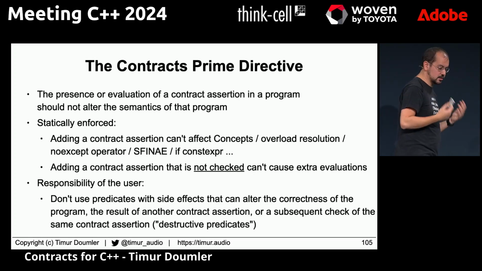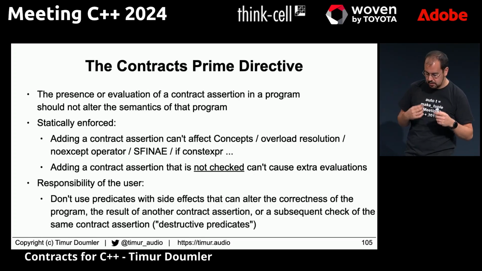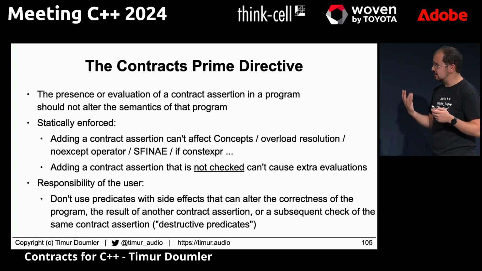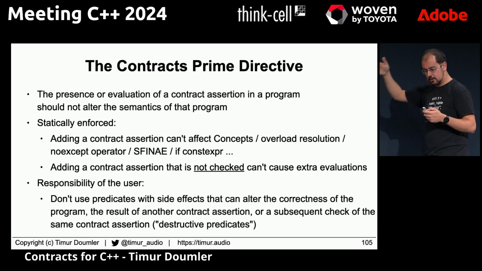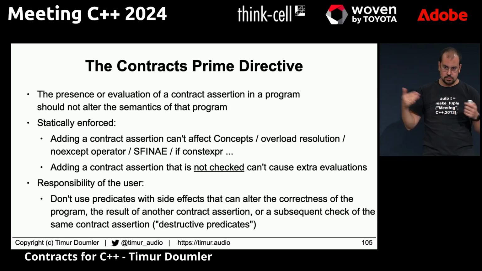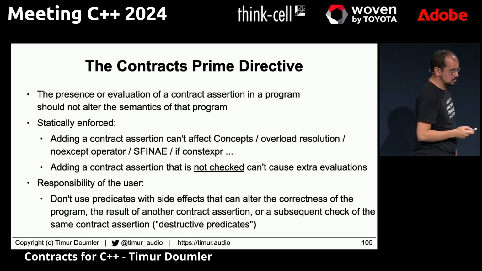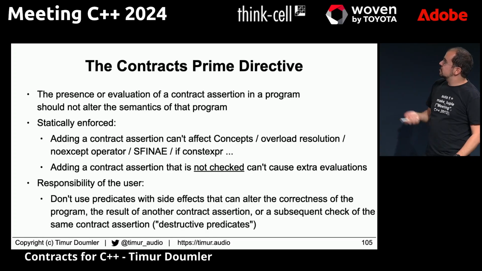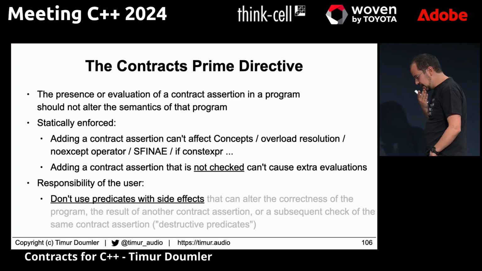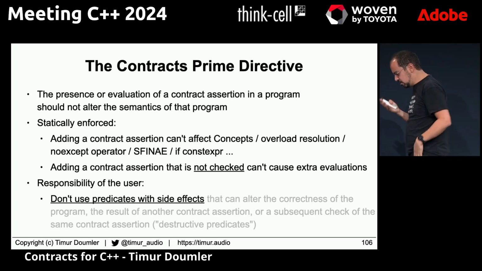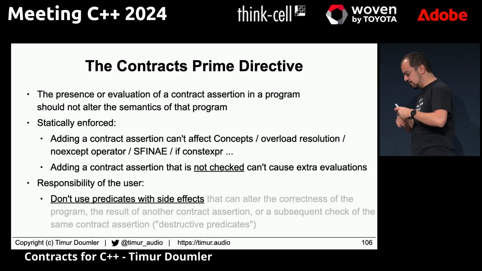In some cases, it's the responsibility of the user, in particular if you are using predicates with side effects that somehow alter the state of the program or the result of subsequent contract assertions. So don't do that. We call this destructive predicates. The simple version of this rule is just, don't use predicates with side effects. But sometimes you can have side effects that don't actually change the state of your program. It kind of depends on what you're doing.